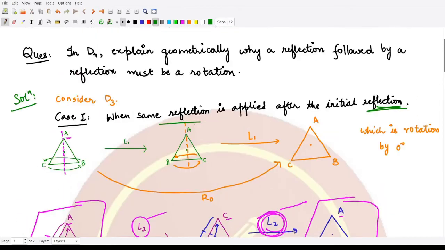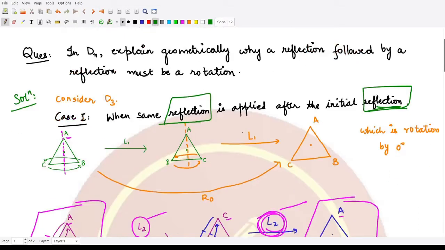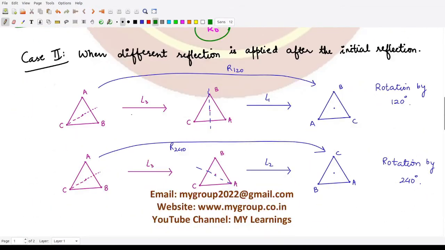Now what if we apply another reflection in the first part and another reflection in the second part? Do we again get a rotation? Let's see it in the case of D3. Right, so we will discuss all the cases of D3. So suppose we have this initial equilateral triangle.